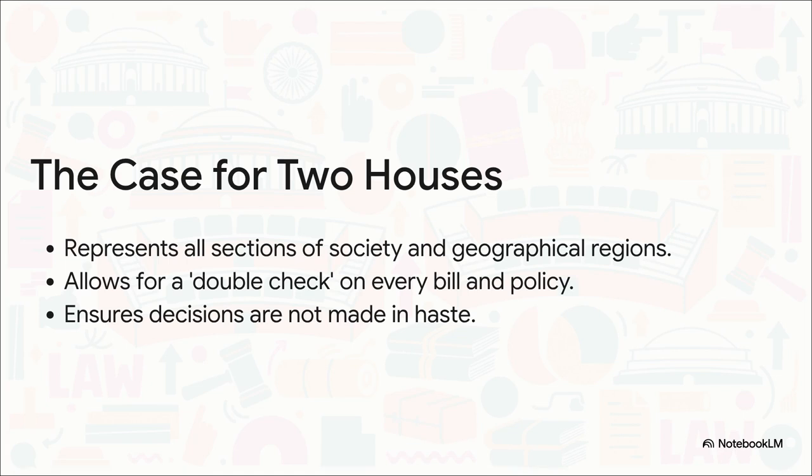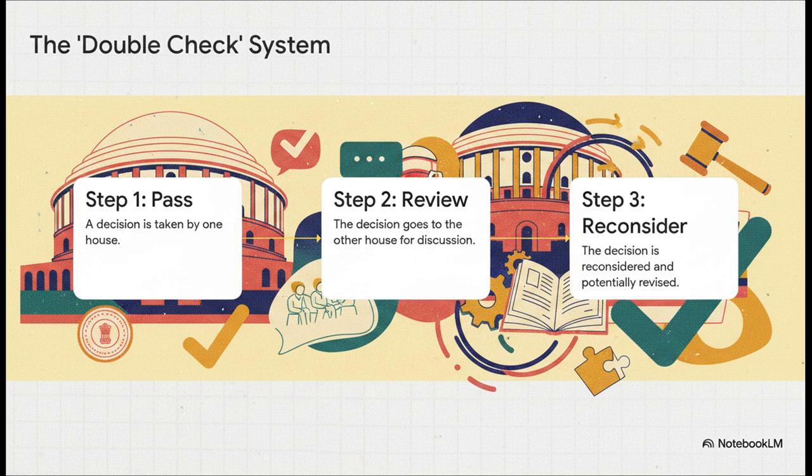For a country as massive and diverse as India, having two houses is a fantastic way to make sure all the different social groups and all the geographical regions actually get a voice. And on top of that, that second house acts like a crucial safeguard, a double check, to make sure no big decisions are made in a hurry. Yeah, you can really think of this as a critical quality control step. A bill gets passed in one house, but it's not law yet. Nope. It has to go over to the other house for a second look, a second discussion, and that process forces everyone to reconsider and refine the details, which hopefully leads to much better, more thoughtful laws.